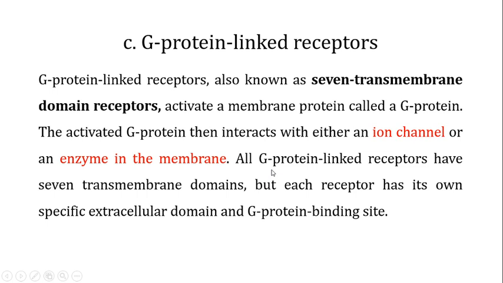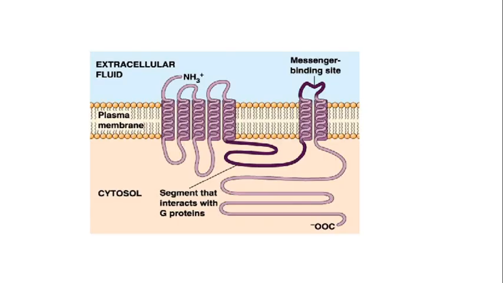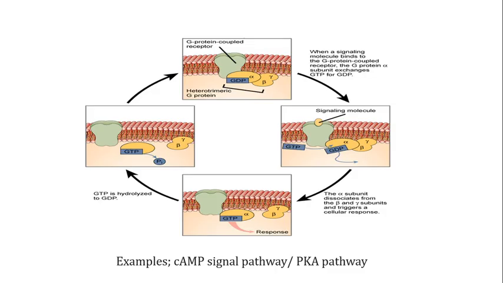Now the structure of all of the G protein-linked receptors, they have the seven-transmembrane domain, but each receptor has its own specific extracellular domain and G protein binding site. So their structure is generally the same, but they have differences, and because of these differences, they are creating specificity for different ligands and a specificity for different kinds of G proteins. This is the general mechanism of the function of the G protein-coupled receptor and the G protein.